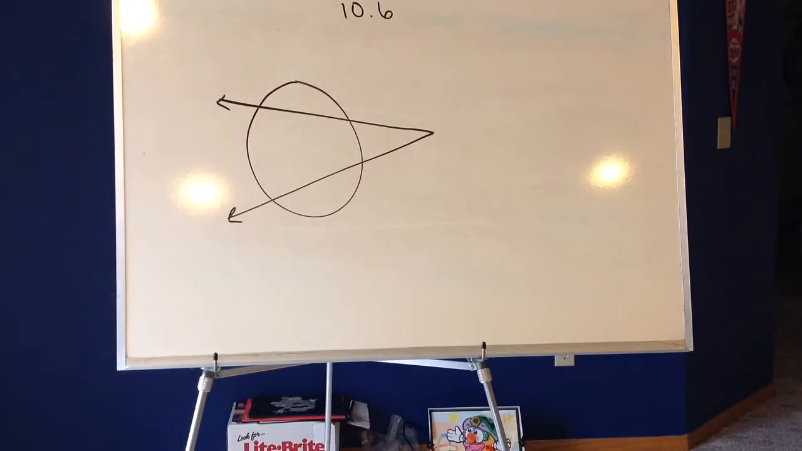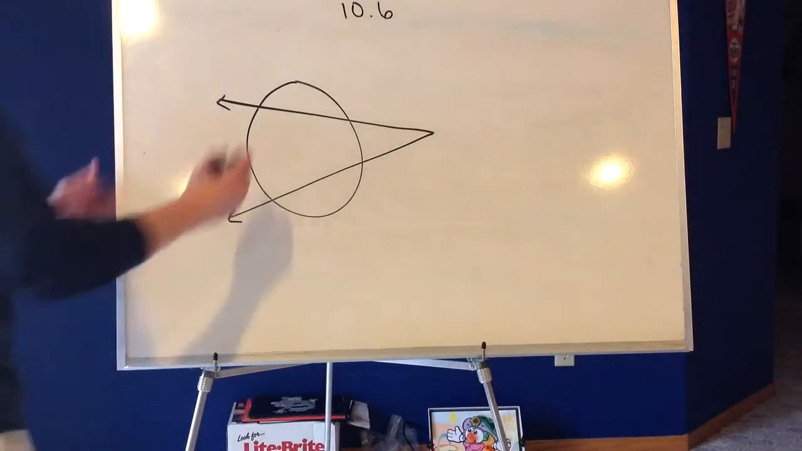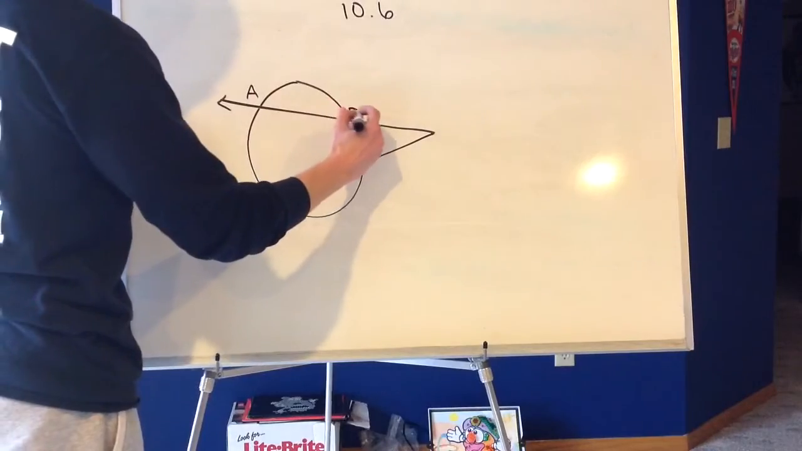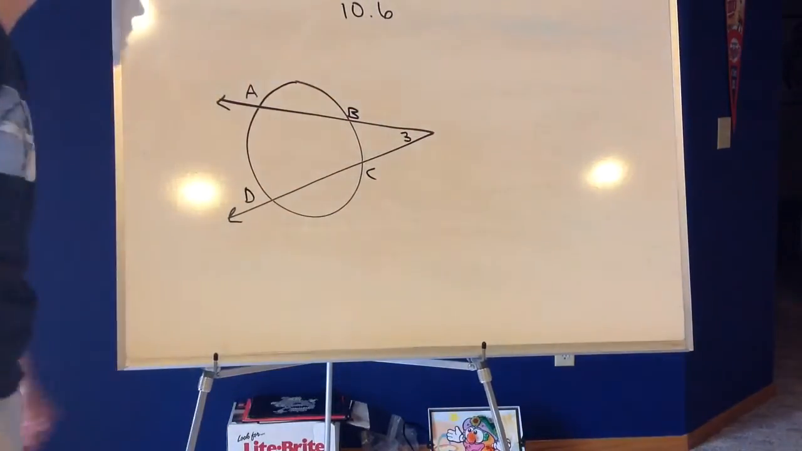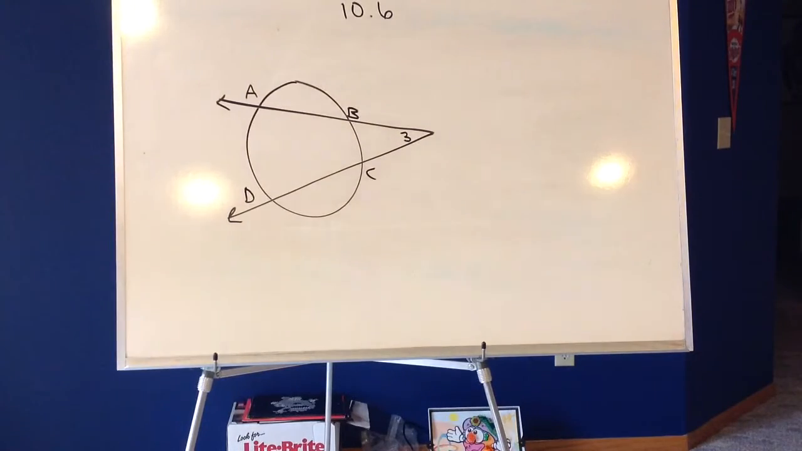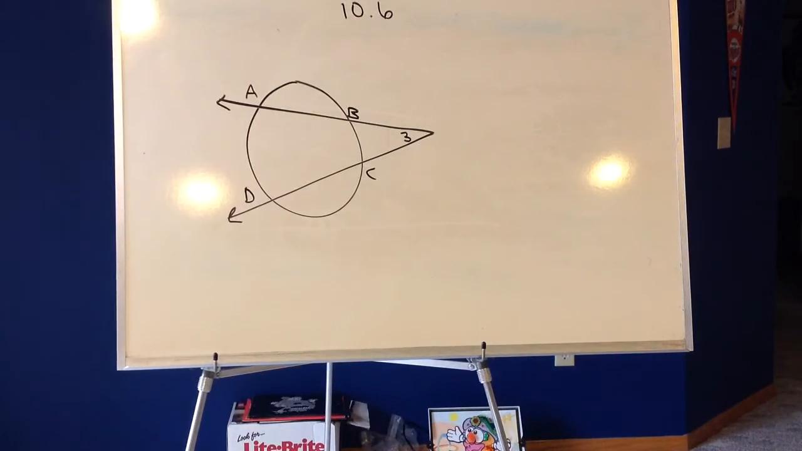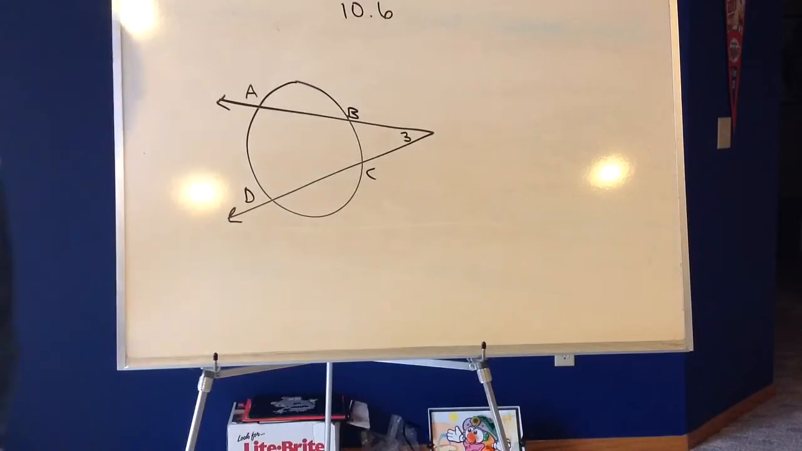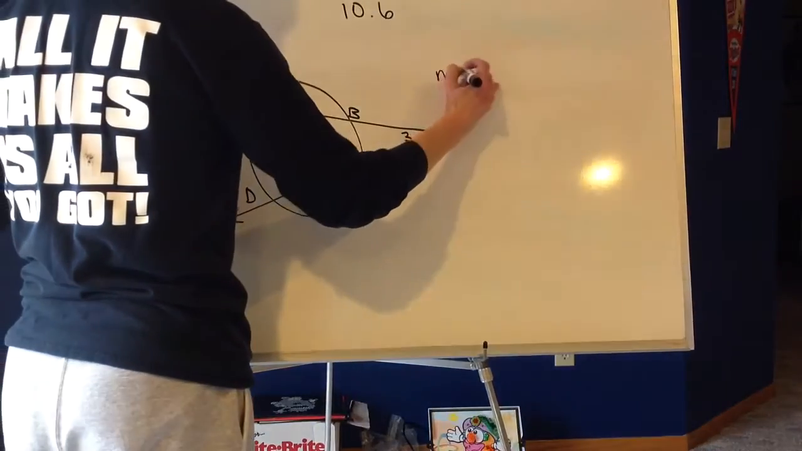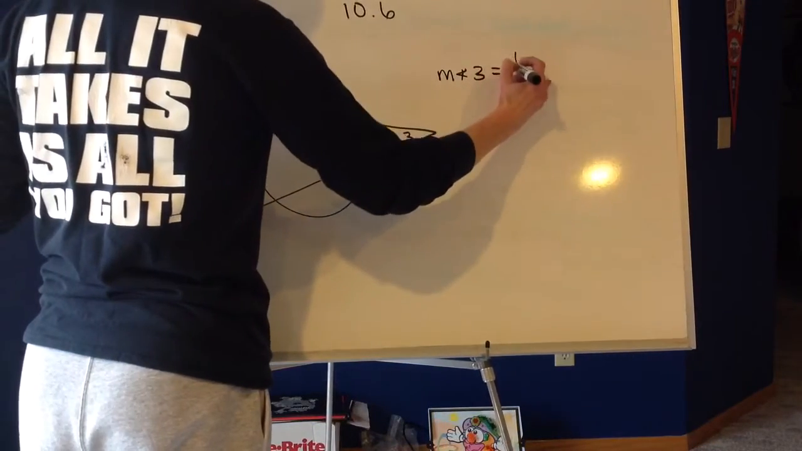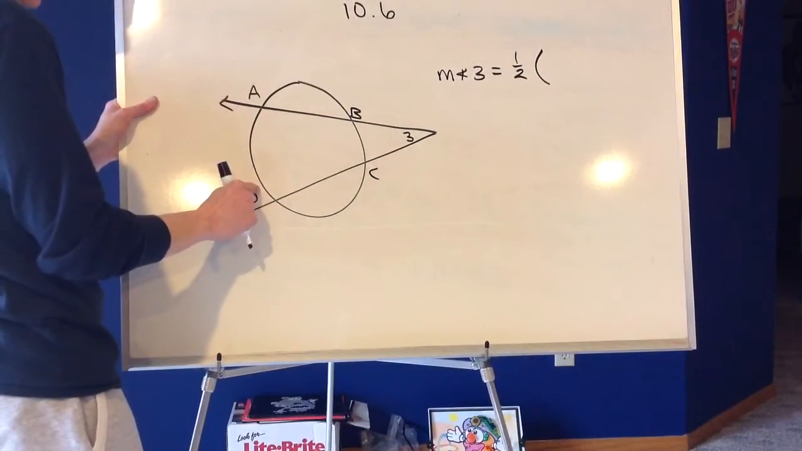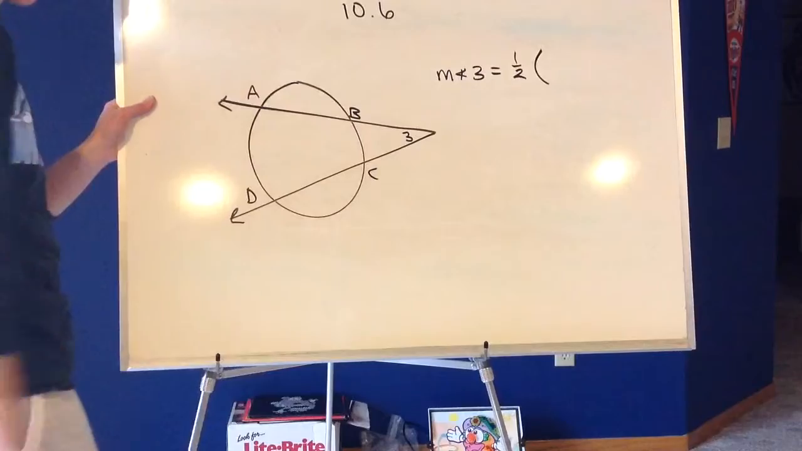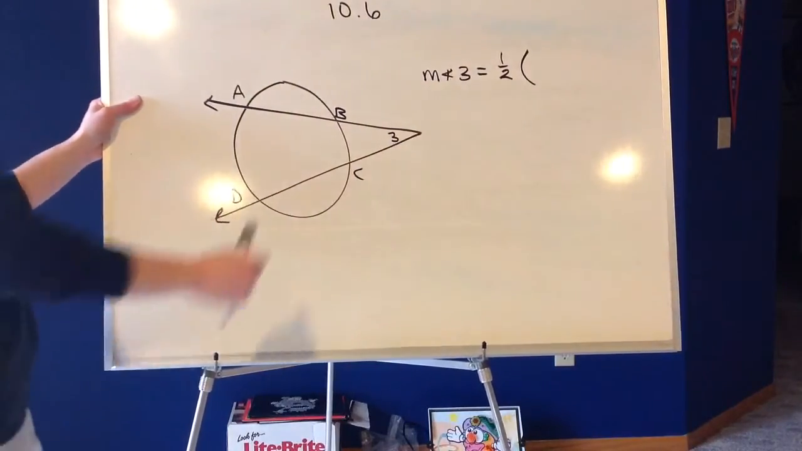Okay, so if we look at these ones, you have A, we'll go B, C, and D, and we'll call this angle 3. Okay, so again, you'll notice that the angle is outside. That's why we call it an exterior angle. Okay, so what we're going to do for this one is if I want the measure of angle 3, it's going to be 1/2 the big intercepted arc minus the little intercepted arc. Okay, there will always be 2 of them.